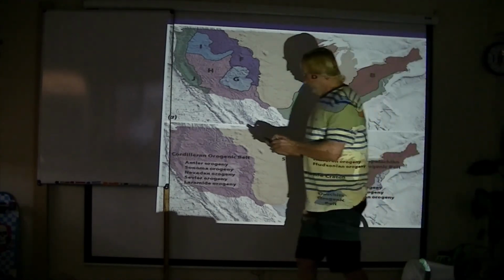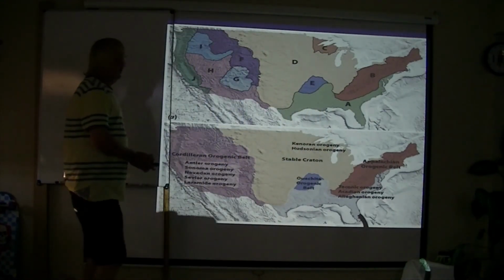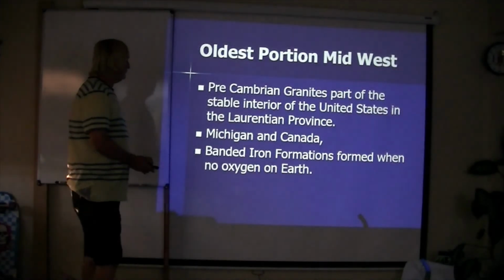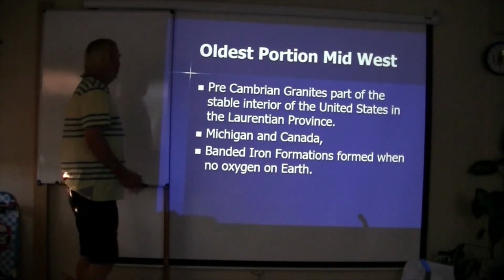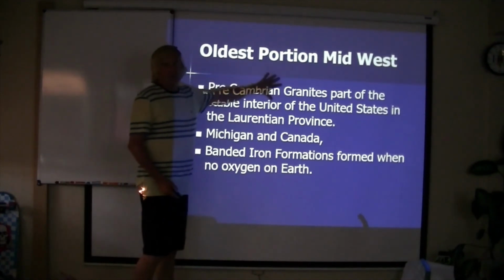So let's look at every one of these different areas in a little more detail. The oldest portion is what we call the Midwest. So this is basically Upper Michigan. Well, the next slide is going to show a map.